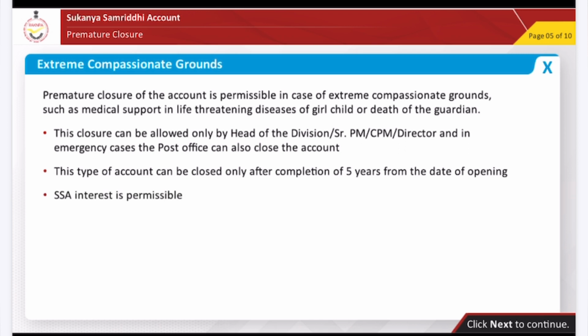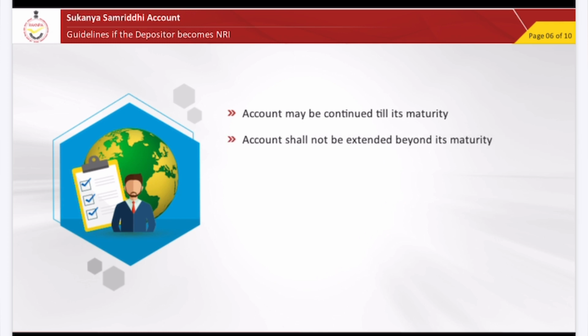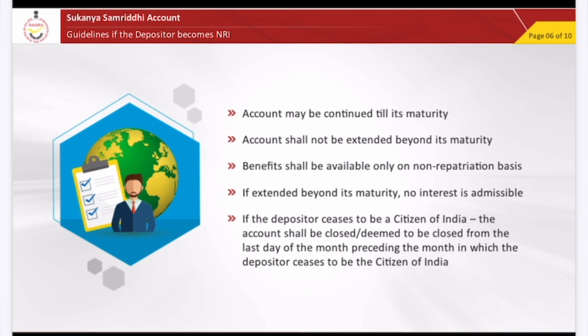SSA interest is permissible if the depositor becomes NRI. The account may be continued till its maturity and shall not be extended beyond its maturity. Benefits shall be available only on a non-repatriation basis. If extended beyond its maturity, no interest is admissible. If the depositor ceases to be a citizen of India, then the account shall be closed or deemed to be closed from the last day of the month preceding the month in which the depositor ceases to be a citizen of India.